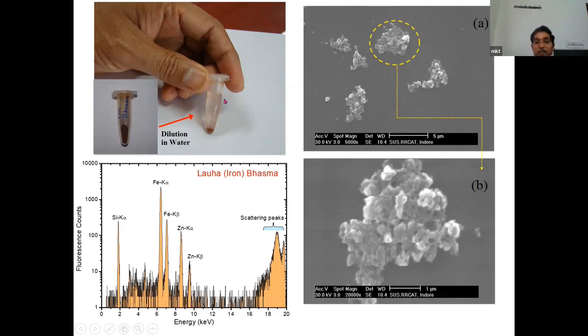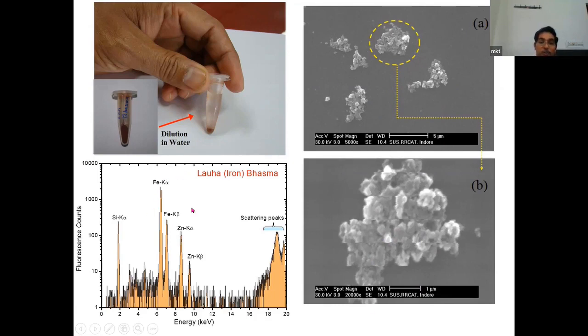Whatever particles dispersed in the water, we dispersed on a surface and then did SEM analysis. In the SEM, at large magnification, fine particles are there. Even though this is an agglomerate of particles, fine particles are visible, some less than 600, 700 nanometers. Even on this side, they are 500, 300.